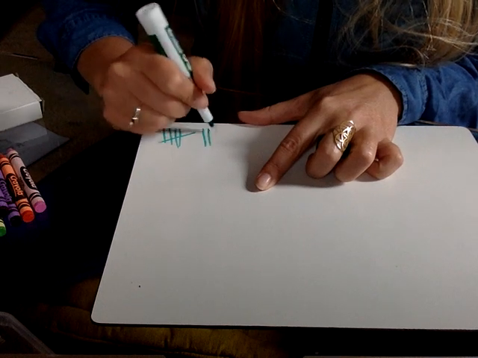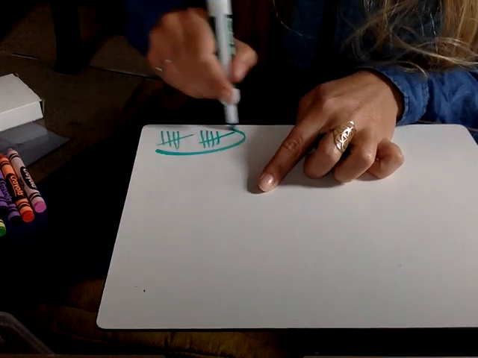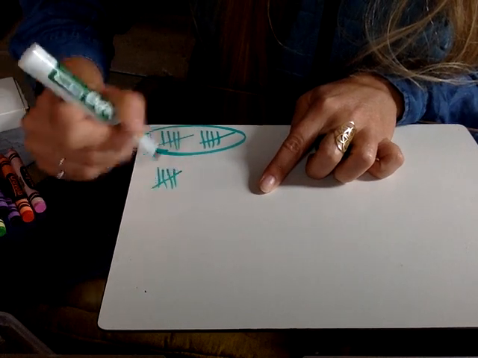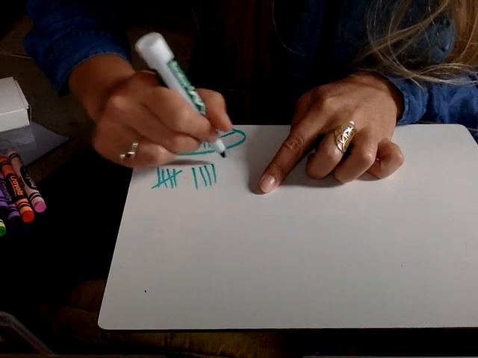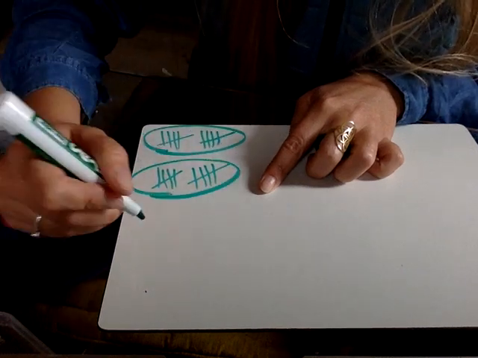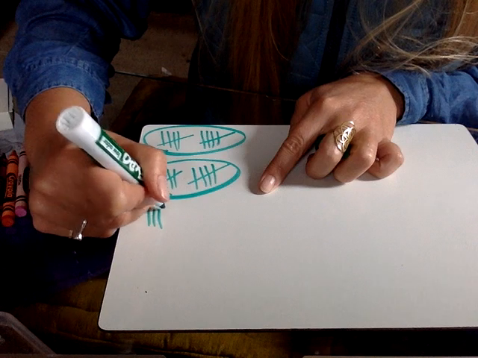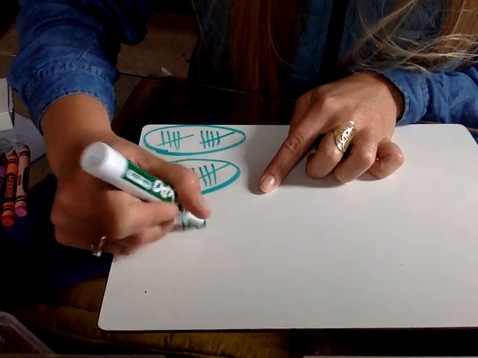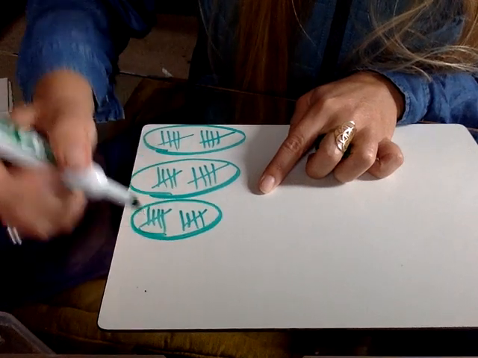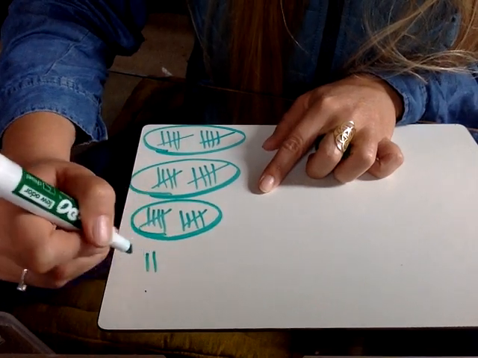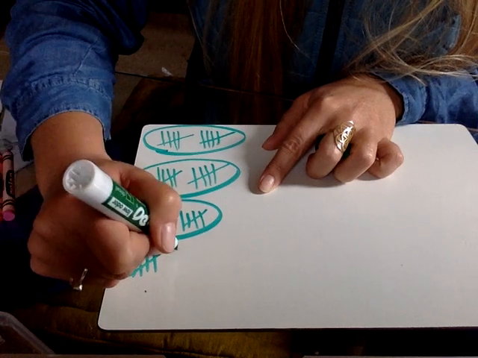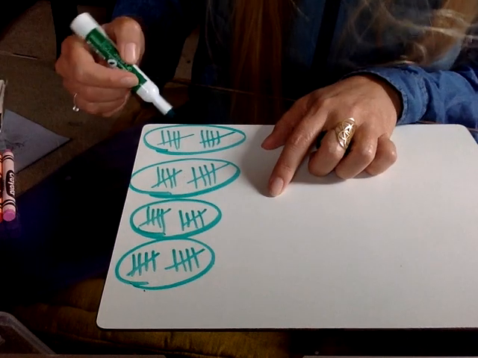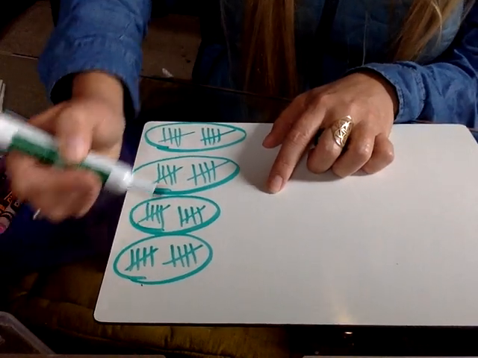1, 2, 3, 4, 5. 1, 2, 3, 4, 5. There's 1 group of 10. 1, 2, 3, 4, 5, another group of 10. 1, 2, 3, 4, 5. Another group of 10. 1, 2, 3, 4, 5. 1, 2, 3, 4, 5. Circle. So I've got 4 groups of 10.